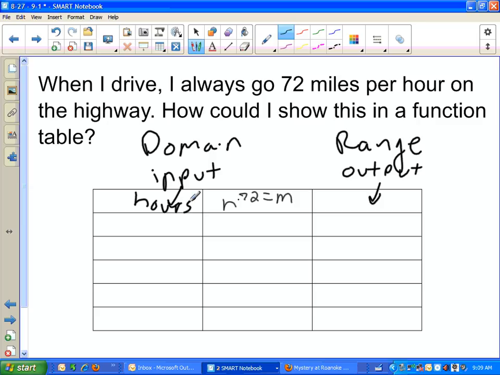And for my range, what am I going to get? If I plug hours into the equation, it should spit something out for me. What's it spit out? Spits out miles. You guys can forgive my handwriting. You know how awful this smartboard is.